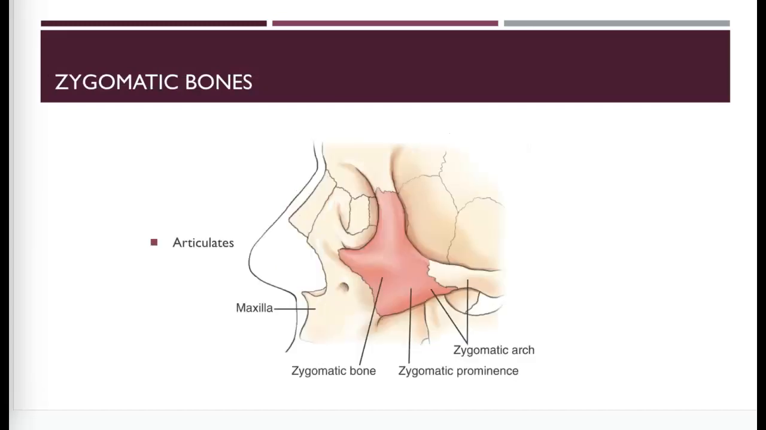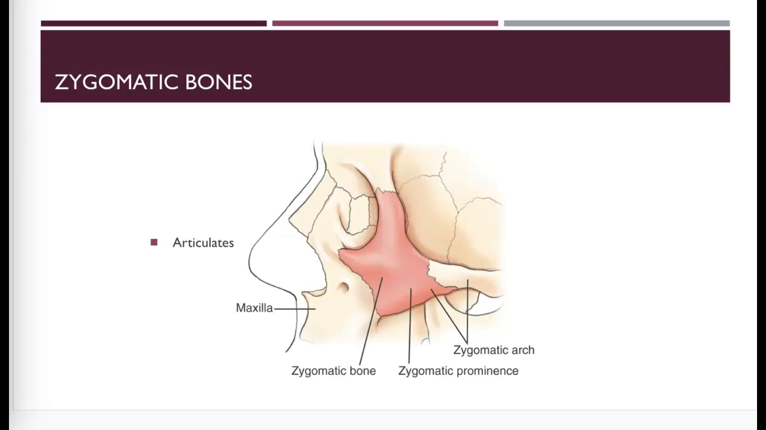Moving on to the zygomatic bones, these are located lateral to the zygomatic process of each maxilla. They form the prominence of the cheek and make up the lower portion of the orbit. The zygomatic arch projects posteriorly from the zygoma that connects with the zygomatic process of the temporal bone. The zygomatic prominence is a positioning landmark and refers to the prominent portion of the zygoma.